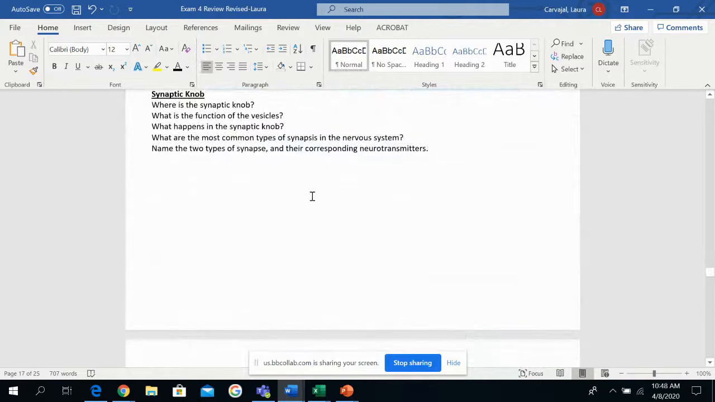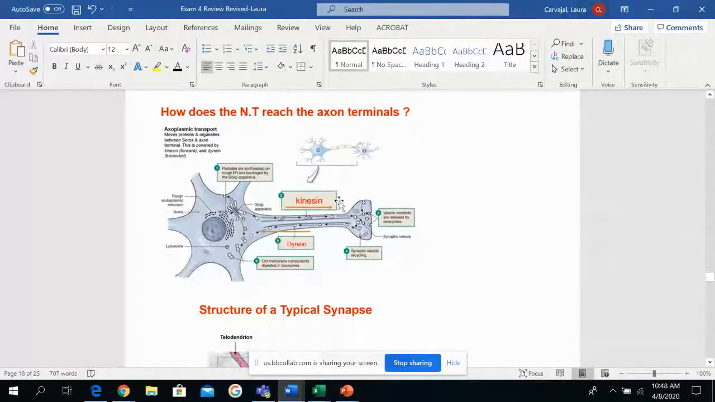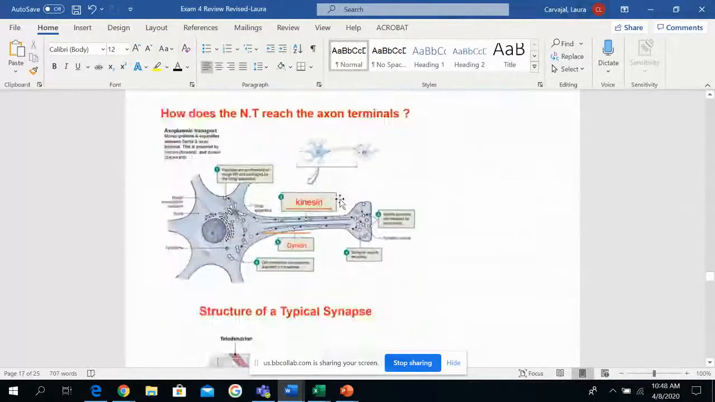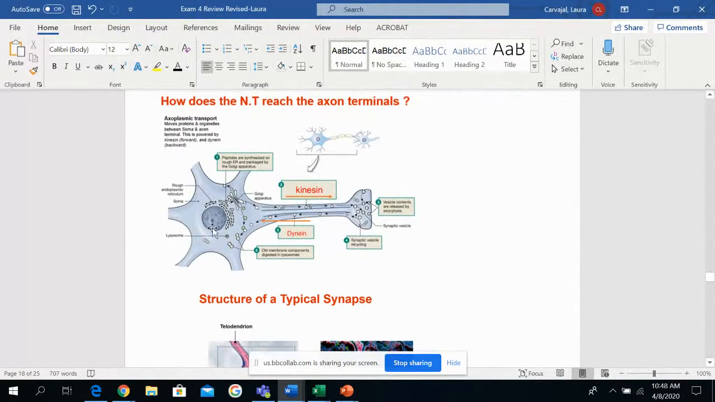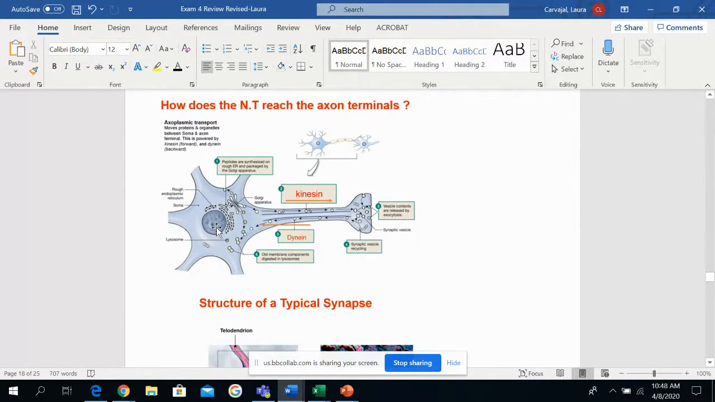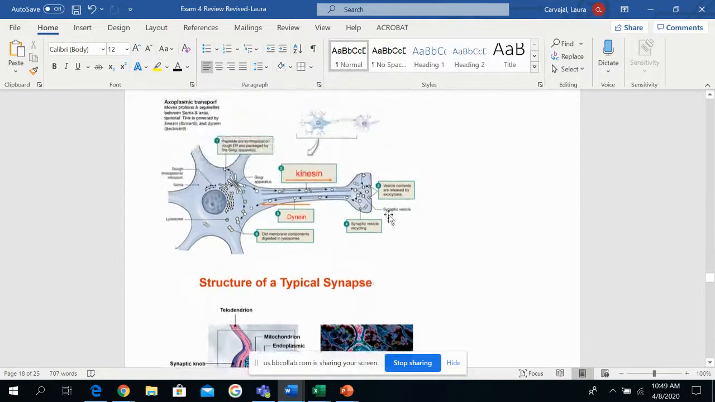So where is the synaptic knob? The synaptic knob is at the very end of our neuron. What is the function of vesicles? So the nucleus sends out a signal to create neurotransmitters. Once it does that, they're either manufactured in the rough ER or the smooth ER and get sent over to the Golgi where they are prepackaged. They get moved through the axon through a carrier protein called kinesin. And at the very end, they reach the synaptic terminal, in which the vesicles, as you can see here, merge to the plasma membrane of the synaptic knob and get released and release the neurotransmitter.